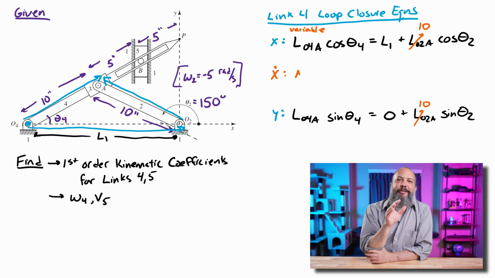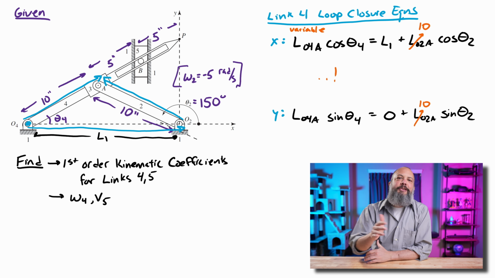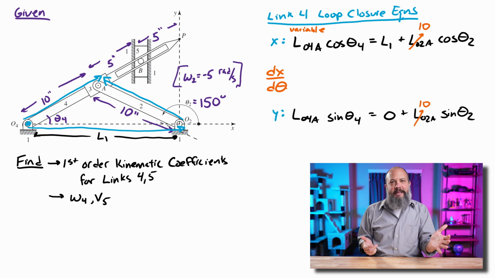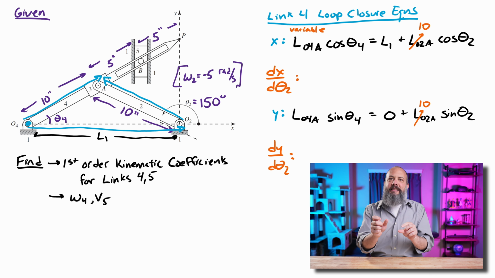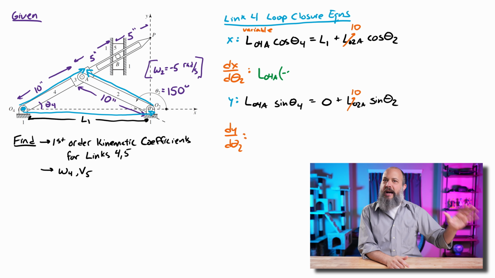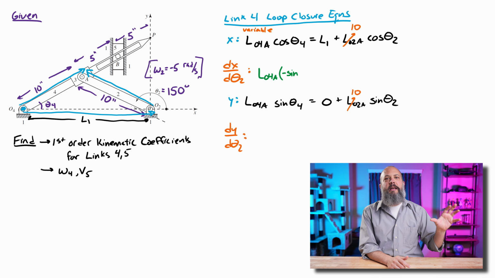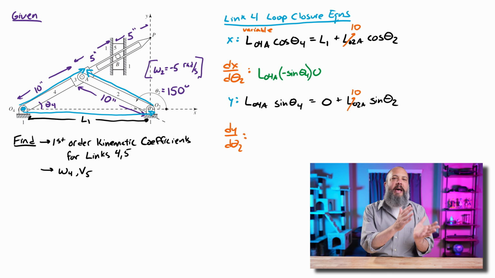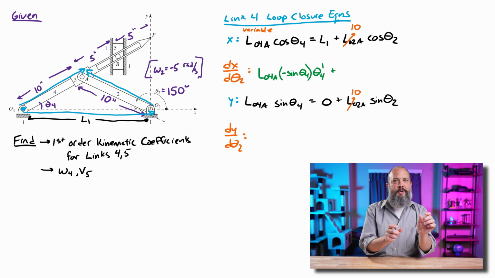So when I take the derivative of my x direction equation with respect to theta 2, I've got my LO4A and cosine theta 4 multiplied by each other, so they both are changing with respect to time. Now link O2A is a constant 10, so that's not going to be an issue, but length O4A is changing because the slider at A is going to change the length of that portion of the link. So I have to use the product rule on the left-hand side. So product rule is going to be 1 times the derivative of the other, and then the other times the derivative of the first one.